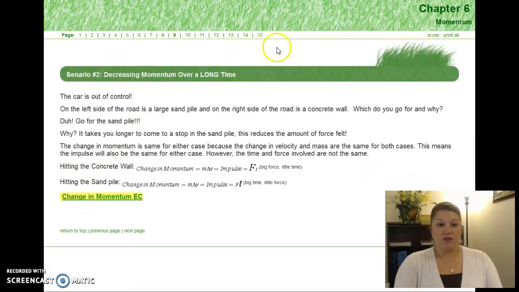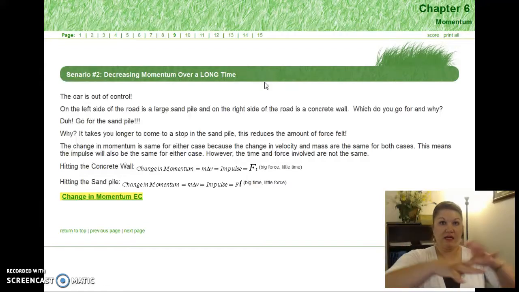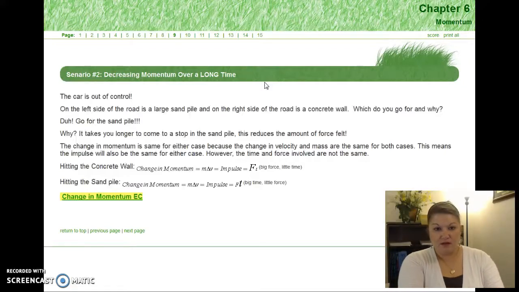Another scenario would be, well, decreasing momentum over a long period of time. Alright? This is kind of like the example with the airbag, right? You don't want a sudden stop, rib cage cracking on your steering wheel, head in the windshield, right? You want to slow down gradually. So that's what that big airbag, that big cushion of air does for you. Alright? It gives you maybe a second or two to stop instead of a fraction of a second to stop.